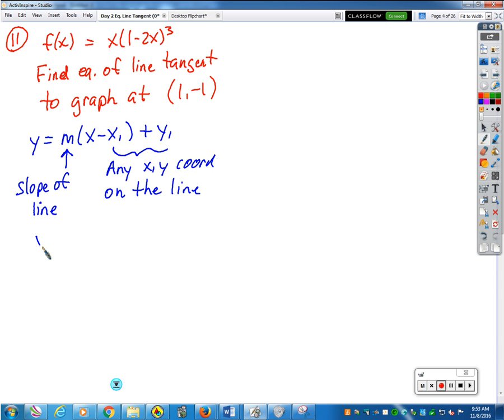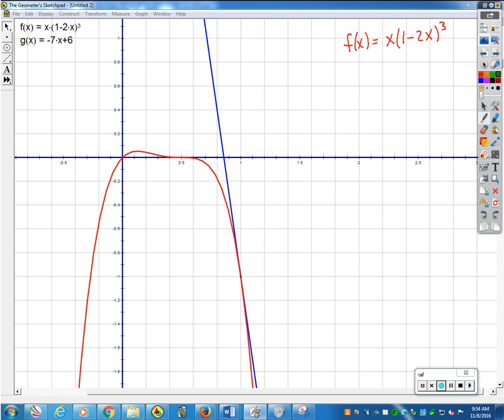So, someone help me, what do we know so far? Well, we have a point. We have a point, so we can plug that in. So, what do we have left to find? The slope. Here's my picture again. I need to find the slope of this blue line.